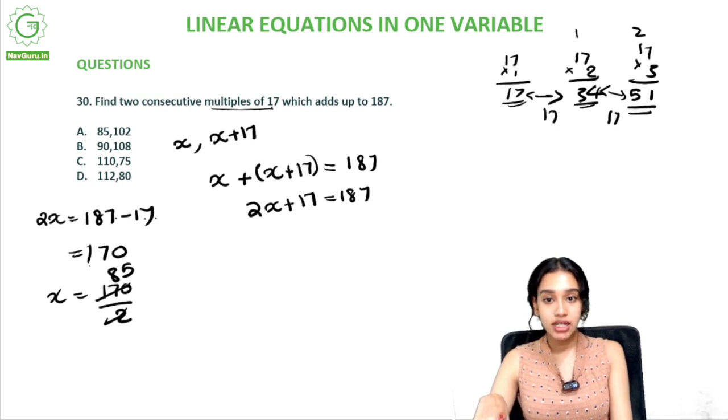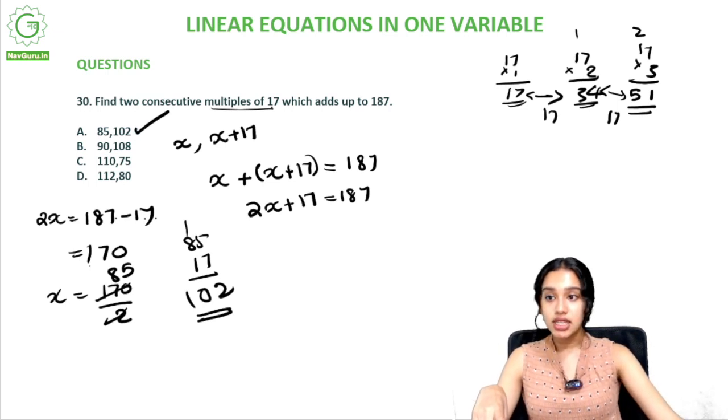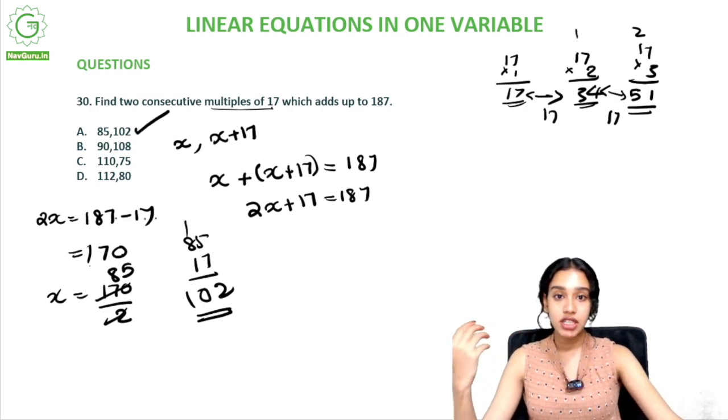So x is equal to 85 and what is 85 plus 17? 7 plus 5 is 12, 8 plus 1 is 9, and 102. So the answer is 85 and 102. These were the few questions from the chapter linear equations in one variable. I hope it is clear.